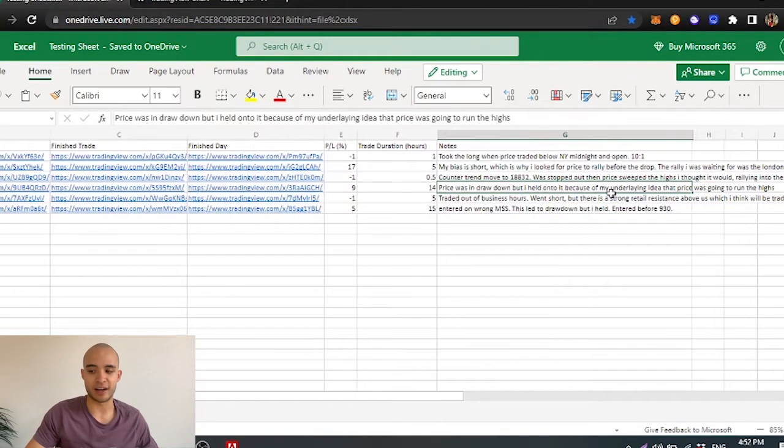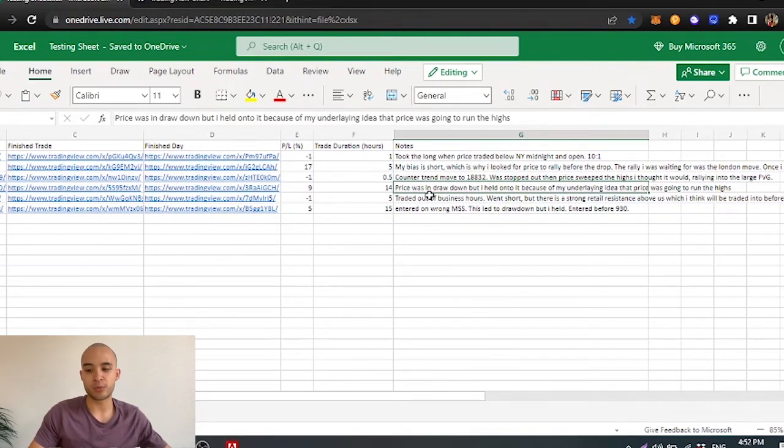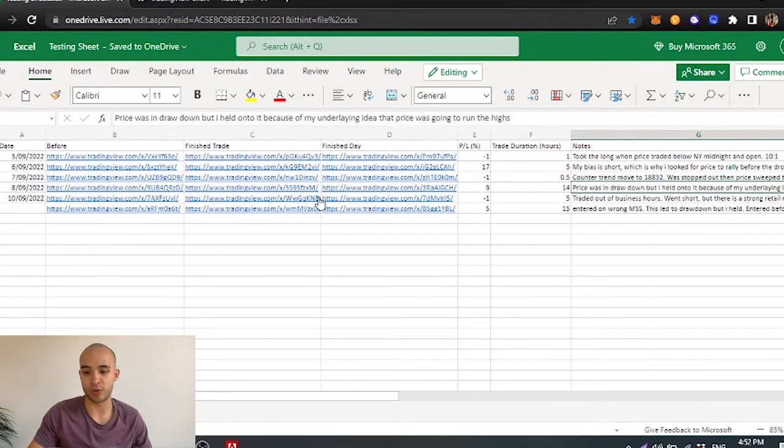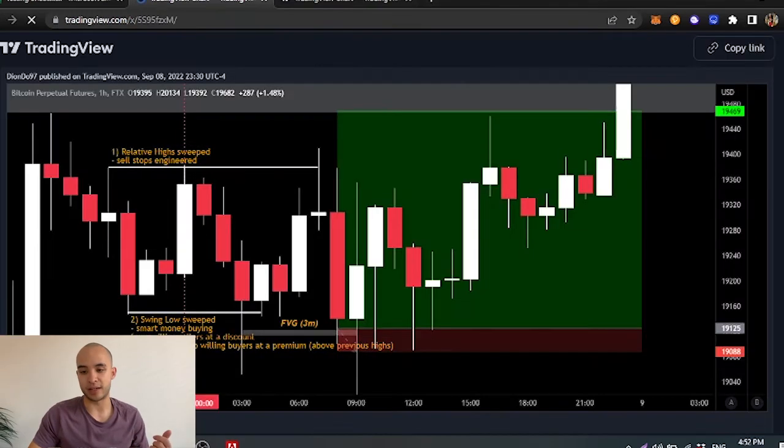So you can see I have my little notes section here. Price was in drawdown, but I held on to it because of my underlying idea that price was going to run those highs. So what I mean by that is I entered a position, and I have been entering these forward testing positions on my Soul Rice Finance account. So I'm not technically paper trading because I am playing with live funds, but I am using such a small amount, it's actually insignificant to my total P&L.